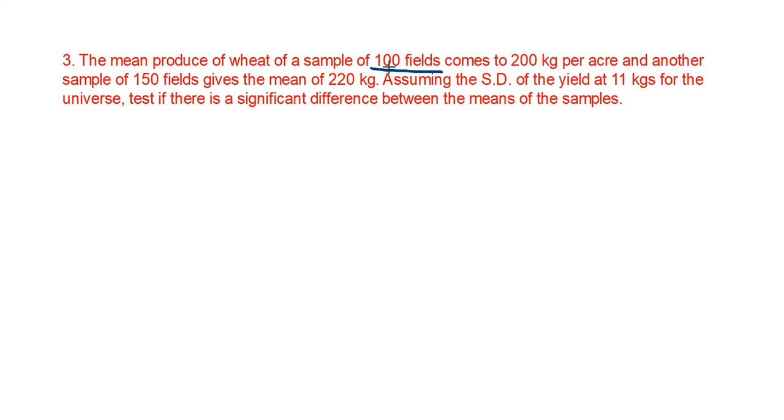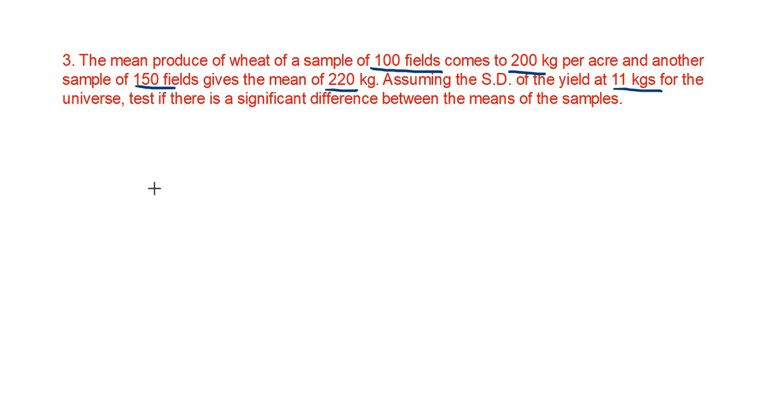The sample size of the first sample is 100 fields, and the second sample size is 150, and this is the mean of the first sample 200, and this is the mean of the second sample 220, and it is given, assuming the standard deviation of the yield at 11 kilograms for the universe. So the population standard deviation is 11 kilograms. So we have N1, N2 and X1 bar, X2 bar and sigma. We are going to check the difference between the means. It is asked, is there any difference between the means of the samples? Here N is greater than 30 and we are going to check the means, so it is coming under the topic test for the significant difference between two means.